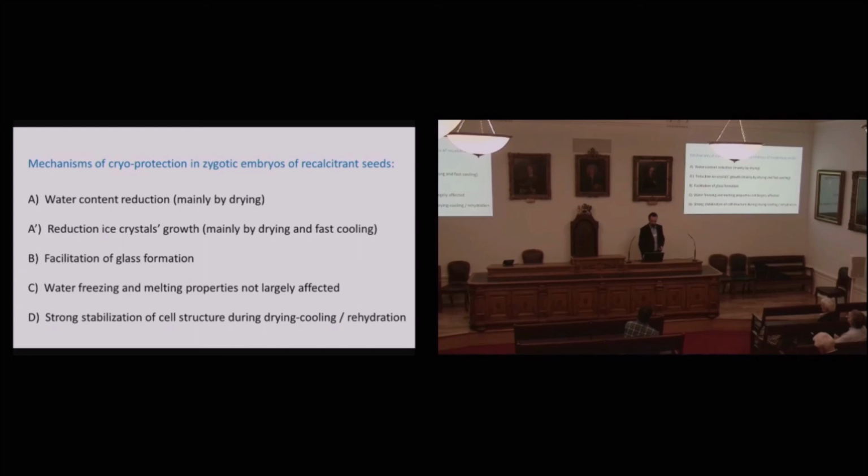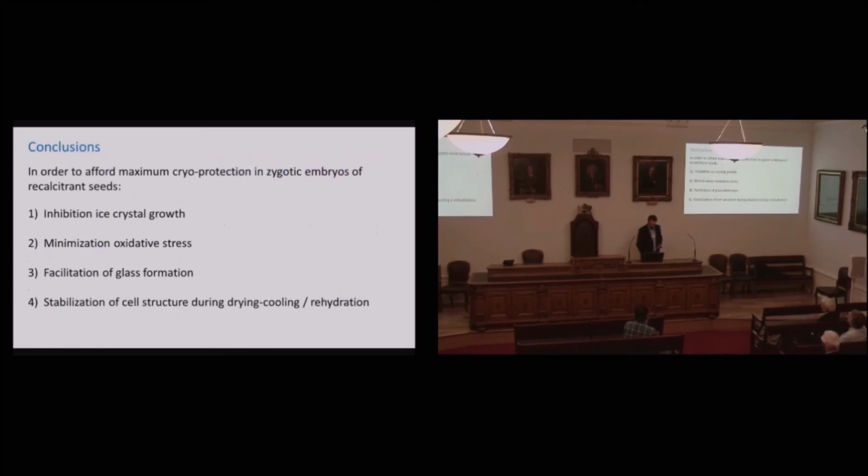And differently than PBS2, we don't see a large effect in the water freezing and melting properties. But what we see is a strong stabilization of the cell structure during cooling and drying. I know that, in order to afford maximum cryoprotection of zygotic embryos, we have to take into account all these conclusions. We have to inhibit ice crystal growth, minimize oxidative stress during excision and processing of the samples, facilitate glass formation, and try to stabilize the cell structure during cooling, during drying, and also during rewarming.